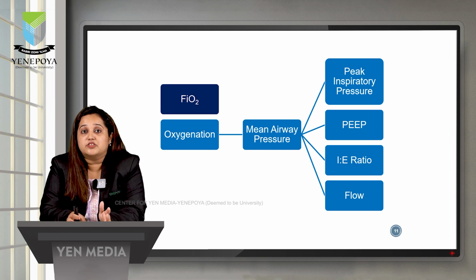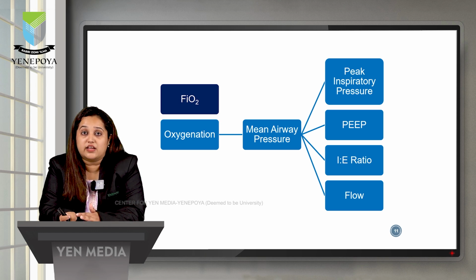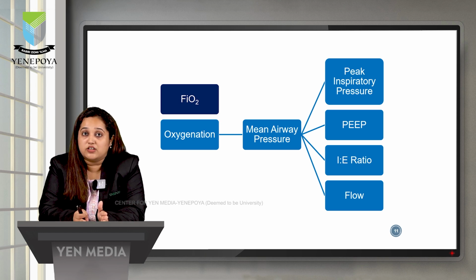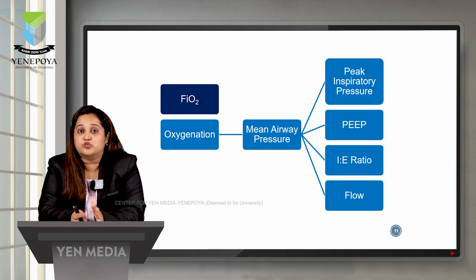But this mean airway pressure is not a direct parameter that you can control. How you can control this is by the peak inspiratory pressure, the PEEP, the I:E ratio and the flow. If you can manipulate these four settings very easily, you can maintain a mean airway pressure. Now please remember, the mean airway pressure should not be on the higher end. It should always be maintained on the lower end, somewhere between 8 to 10.